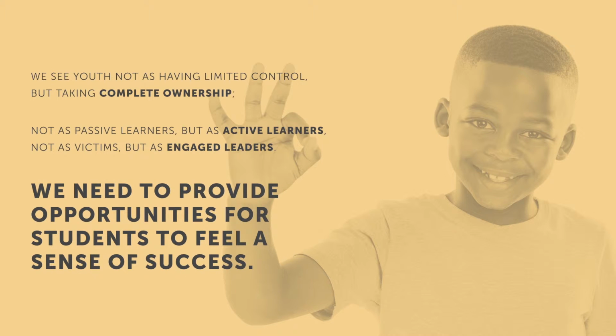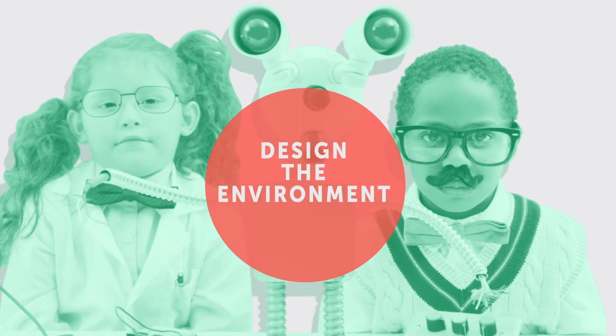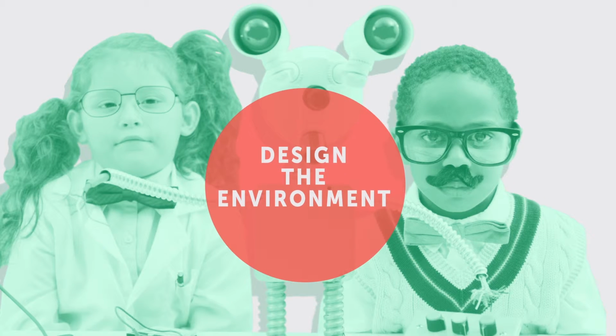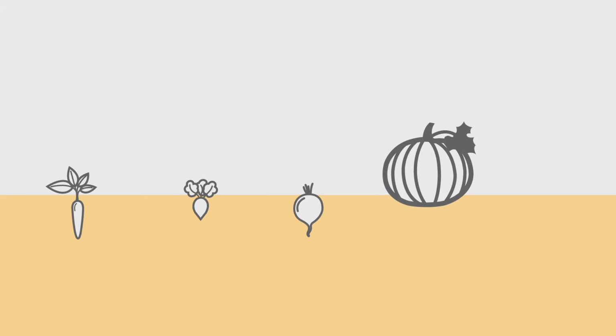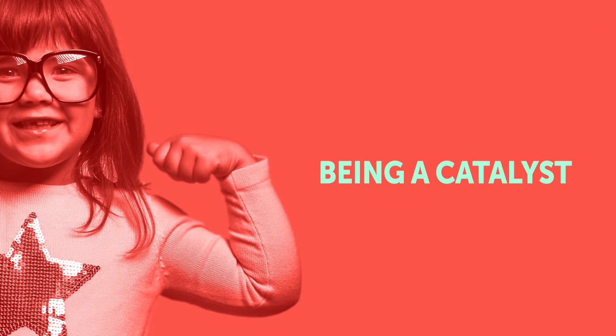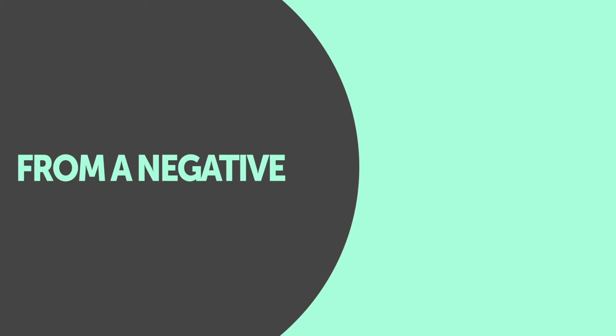We need to provide opportunities for students to feel a sense of success. We want them to develop a more positive sense of self-worth and self-efficacy. Design the environment so that they have an opportunity to create something they can show off and be proud of, like a favorite recipe to share with their family or the largest vegetable in the garden. Our purposes change from providing services to building strengths, from being a rescuer to being a catalyst, from focusing on prevention to focusing on expansion. Everything in the environment changes from a negative viewpoint to a positive viewpoint, which will empower youth.